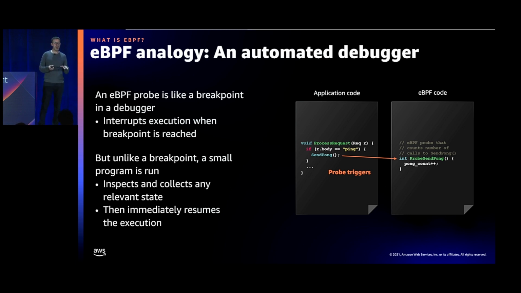And so this is what eBPF in the Linux kernel lets you do. The example I have on the slide here is we put an eBPF probe on this function. We say anytime send pong is called, we want to trace that. And then on the right-hand side, you say what to do when you reach this send pong function. So you say when send pong is hit, then run this eBPF program, and we're just going to increment a counter.